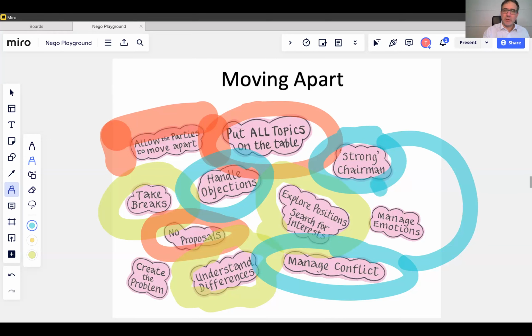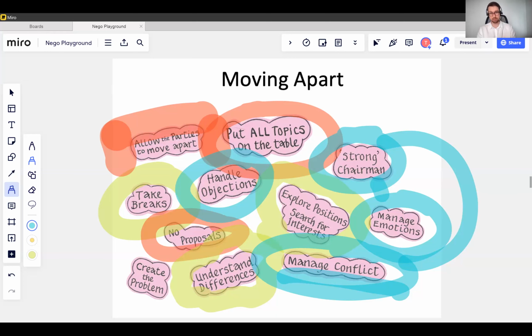So the chairman role can handle and manage those emotions, manage that conflict, and it kind of leads us to a different topic, which is how hard it is to do this when there's just one person negotiating, but how important it is for that negotiator to make sure that all of these things are happening within the context of this stage where we're moving apart and allowing the parties to have differences of opinion. Great, really interesting, Tim. Thank you.